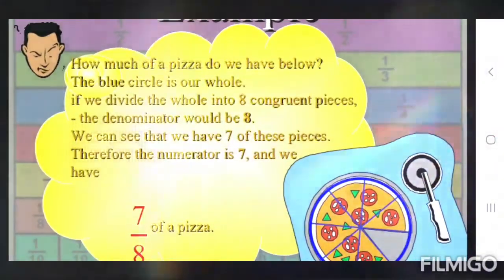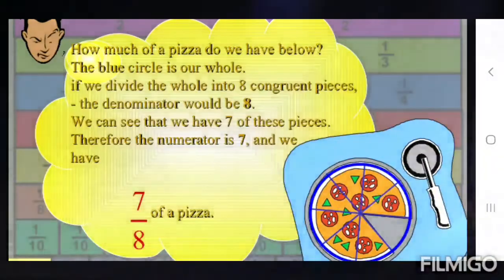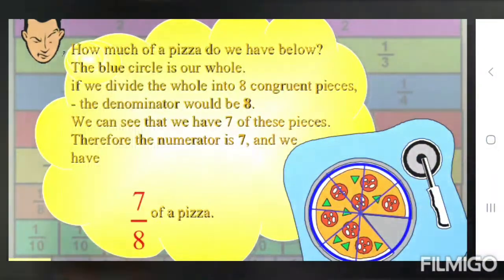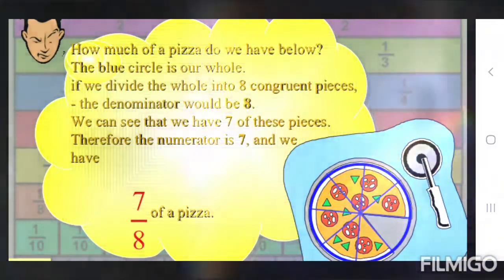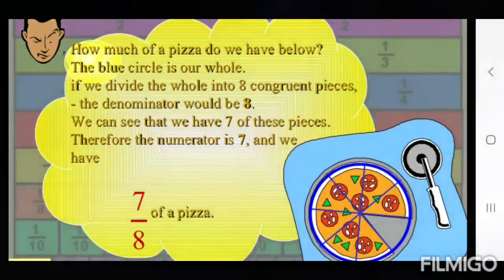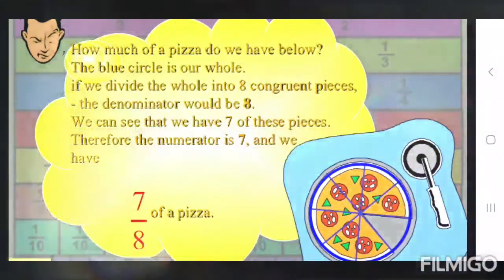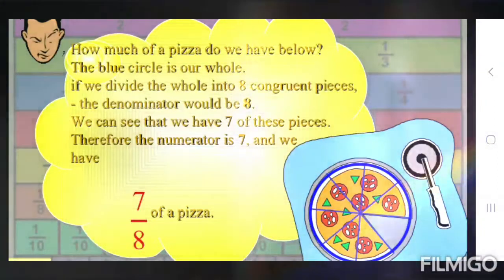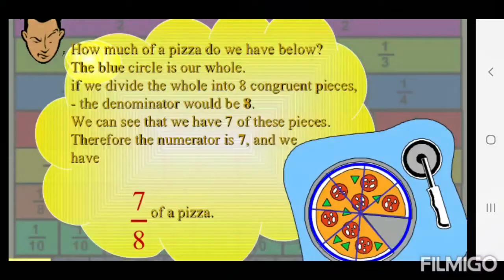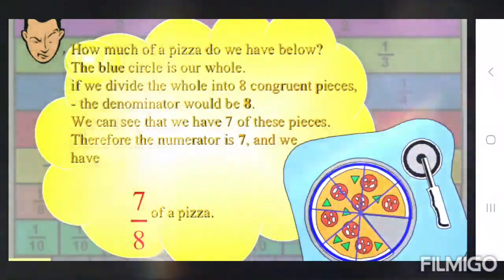For example, how much pizza do we have below? The blue circle is our whole. Look at the pizza. The blue circle is the whole. If we divide the whole into 8 congruent equal parts, the denominator will be 8. We can see that we have 7 of these pieces. Therefore, the numerator is 7 and we have 7 out of 8 of the pizza still remaining to be eaten. 1 upon 8 has already been consumed, finished.